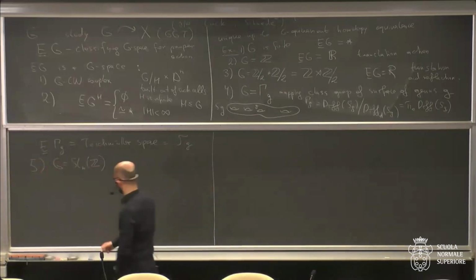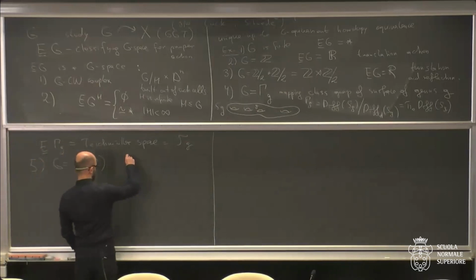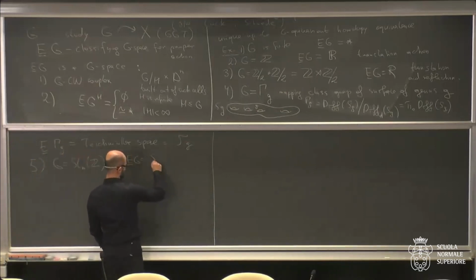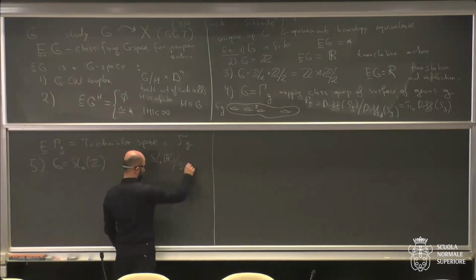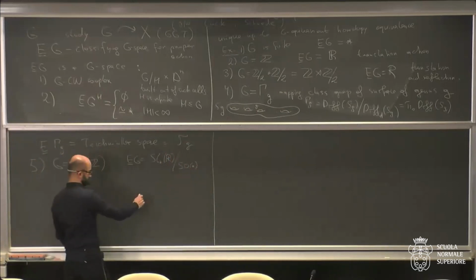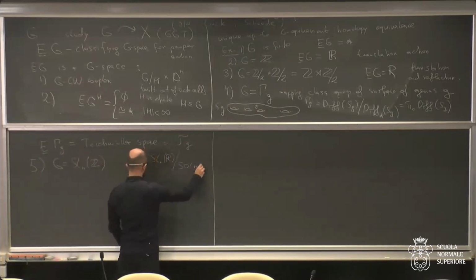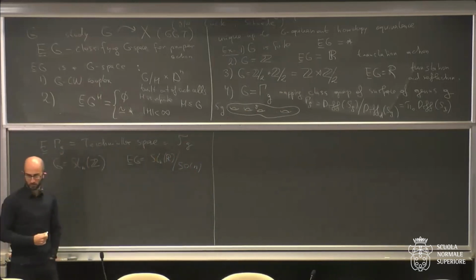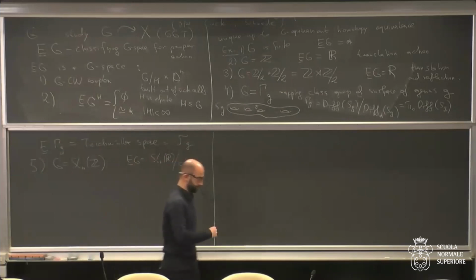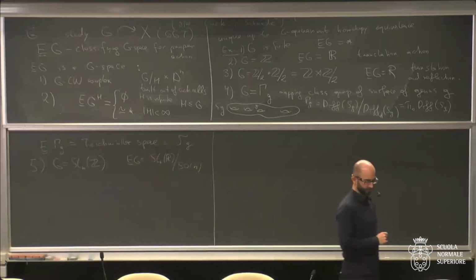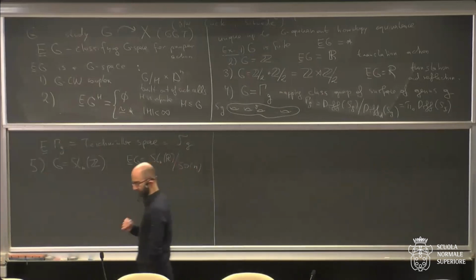But this is the most basic example. So in this case, you can take E-under-bar G, a model for that, to be the symmetric space SL_n(R) divided by SO(n). Well, this still has an action of SL_n(Z), and so this gives you a nice model of E-under-bar G.